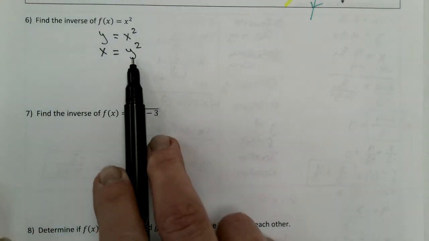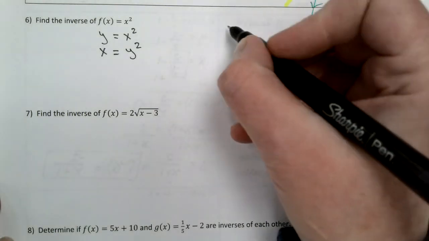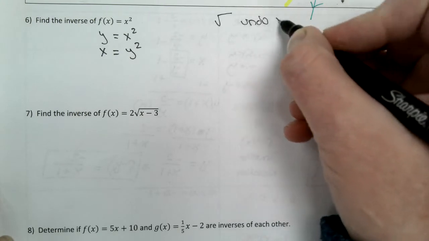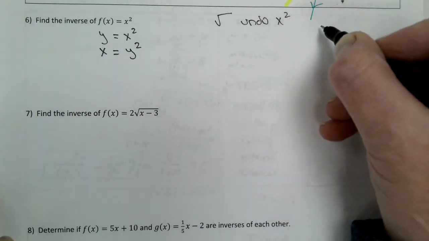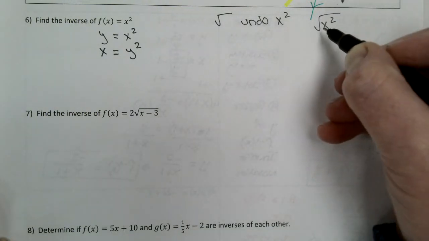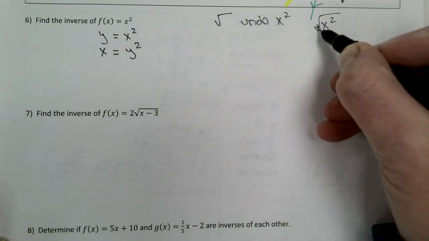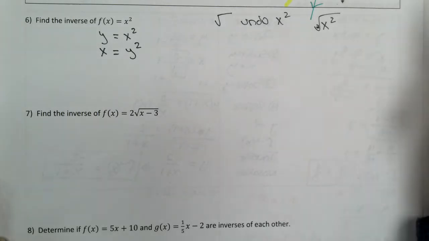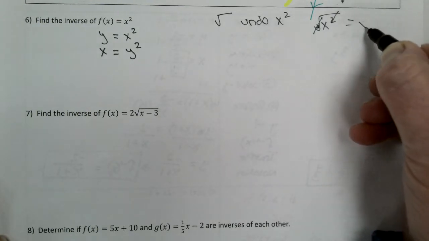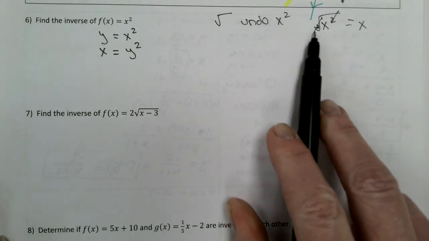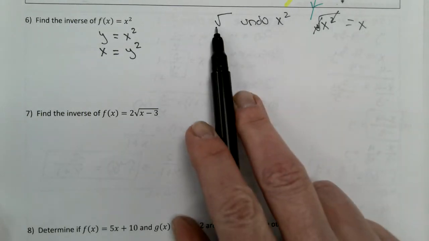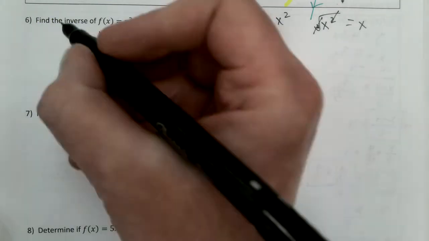Now I have to solve for y. So you need to know that taking the square root will undo a radical. So if you have x squared and you take the square root of it, this has an invisible implied index of 2, and square roots and exponents cancel each other out. So just like addition undoes subtraction, multiplication undoes division, radicals are what undo exponents.